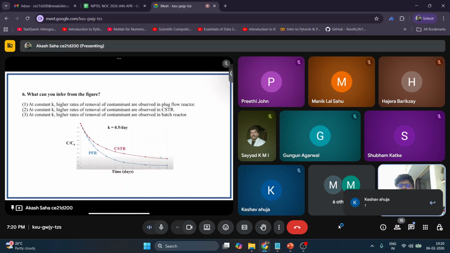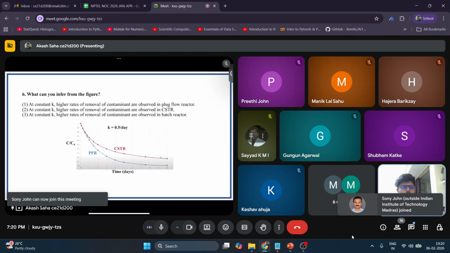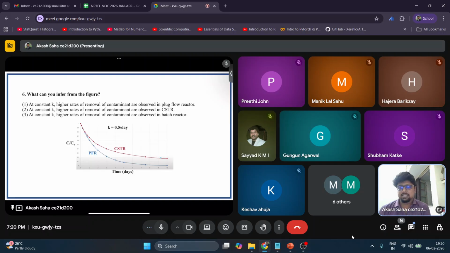Okay, since it is a change in concentration, we can see the concentration in both cases is decreasing with respect to time. So with more and more time, at around 10 days, the concentration is approximately equal to zero for the PFR, whereas the ratio for CSTR is a little higher, 0.2. So we can say 80% degradation is there in CSTR and 100% degradation is there in PFR. So we can directly say that higher rates of removal of contaminant are observed in the plug flow reactor. That's what we discussed in the first or second question also, that PFR is always more efficient than the CSTR. So that is depicted in a graphical manner. Okay, so you should also know how to read the graphs.